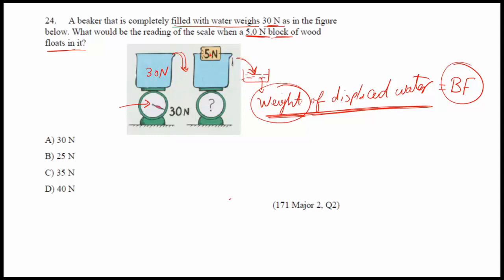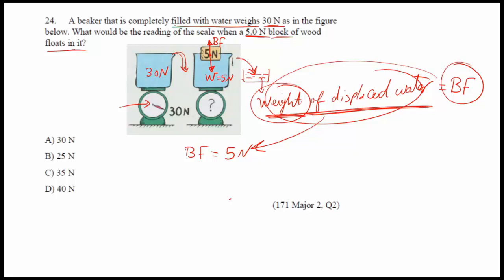Why? Because it floats. When it floats, it's affected by two forces: its weight downward, which is the 5 Newton, and the buoyant force upward, and they are balanced. So the buoyant force equals 5 Newton, and the weight of the displaced water equals 5 Newton. It means you added 5 Newton but also lost 5 Newton, so the whole weight stays constant at 30 Newton.